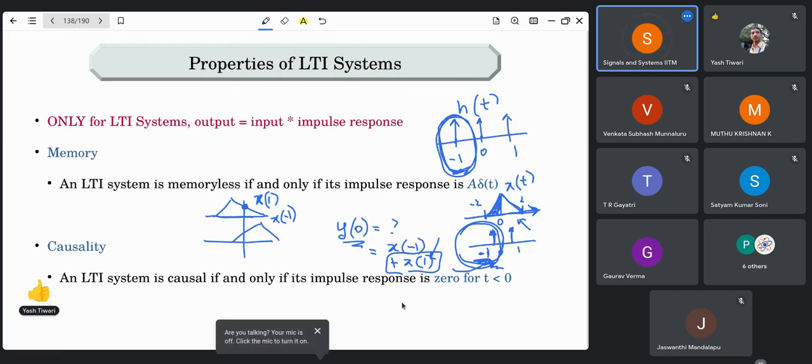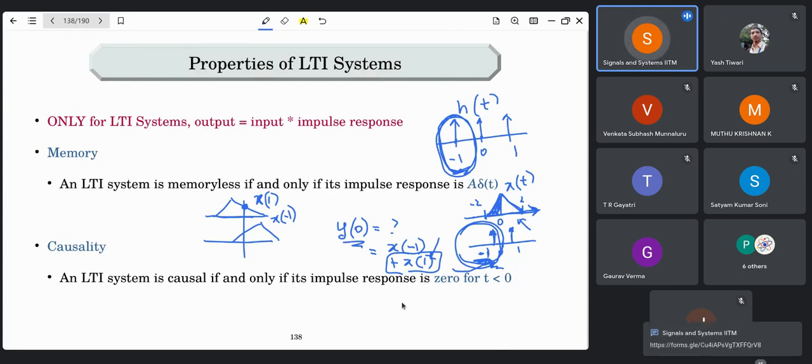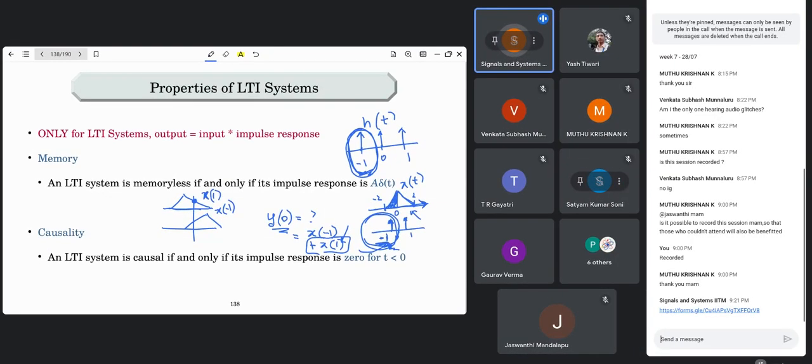Okay, let me do one thing. I'll paste in this chat box a Google Form where you can give your feedback. You can also share this with your friends who are not here, so that I get an idea of what is going on with you and what you're expecting, and if there is anything that needs to be done. I'll take a look at this and incorporate it in the lectures.